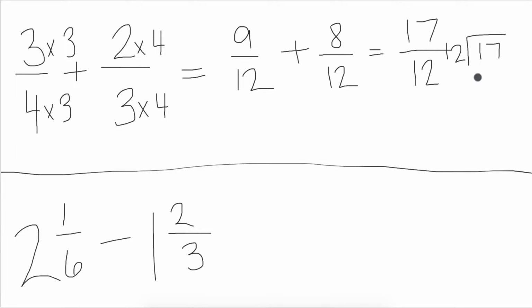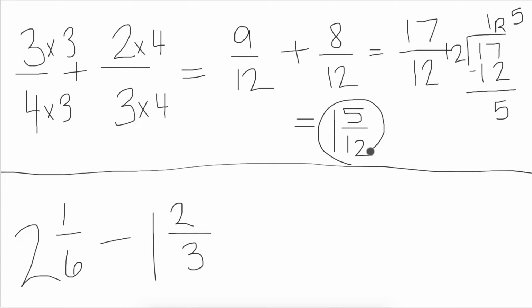And we know that 12 can go into 17 one time. Subtract. And we get 5, which is our remainder. To create a mixed fraction out of that, we will take our whole number 1, make it our whole number. The remainder 5 will be our numerator. And the original denominator, what the fraction was divided by, will be our denominator. So our final answer would be 1 5/12.